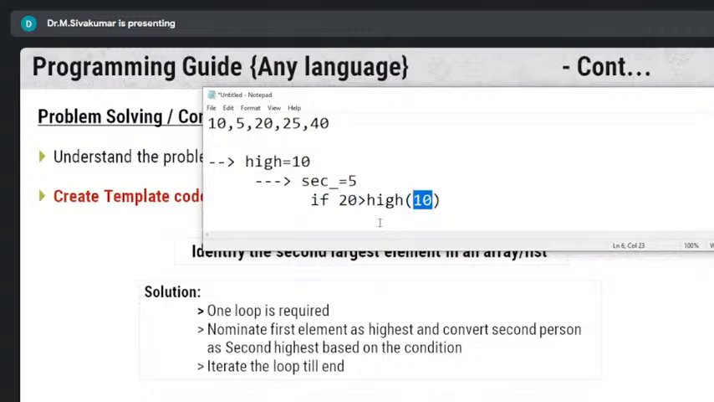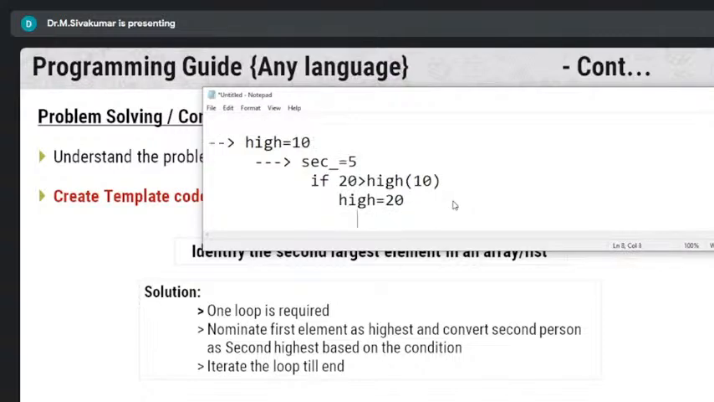Because the second person must always be lower than the first person and higher than the remaining numbers. So after this we need to convert it so that the first becomes 20 and the second number becomes 10. That's all, because the second person will automatically become 10 here. This statement should be placed previously. So this is also very important.